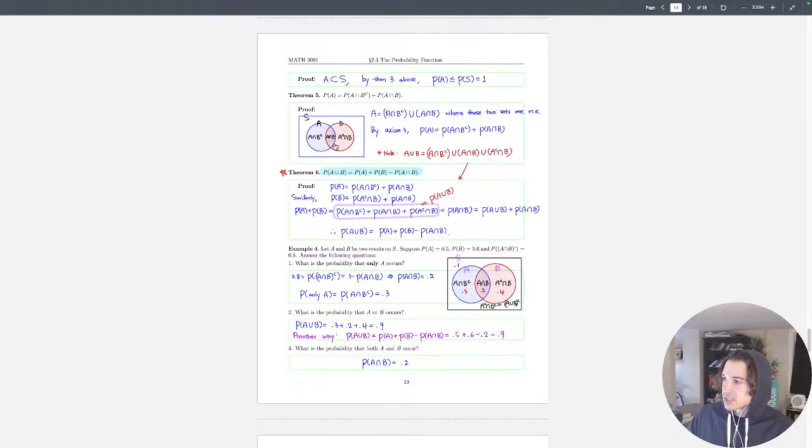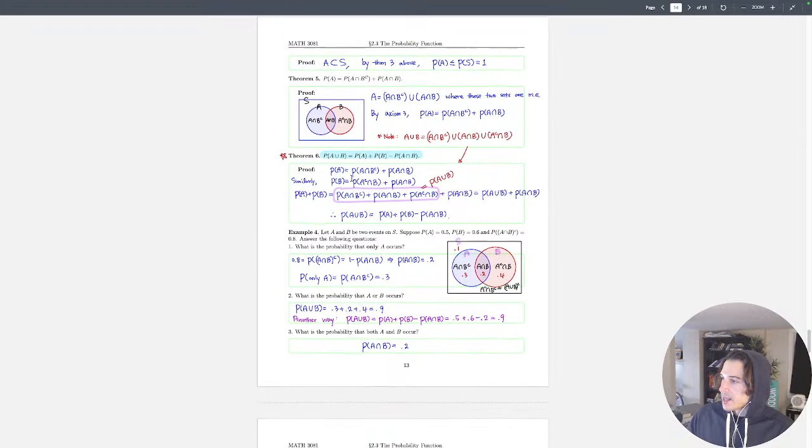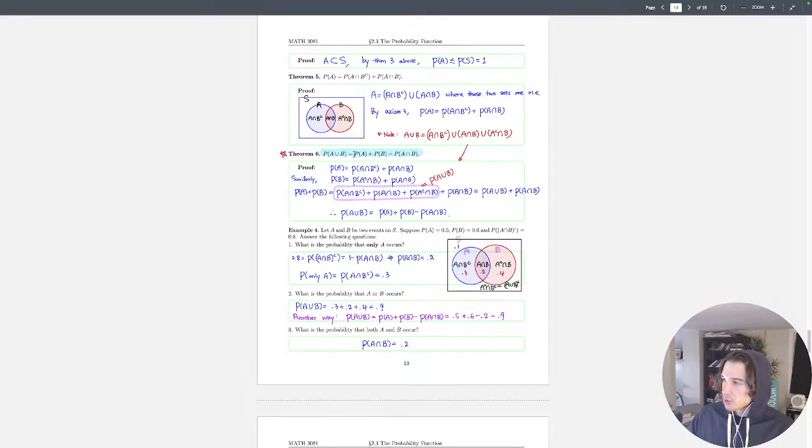So A is just the part of A that overlaps with B plus the part of A that does not overlap with B. And then probability of A union B equals probability of A plus probability of B minus probability of A intersect B. The way to think about that is if you didn't subtract the A intersect B and you counted A and you counted B, then you'd count this overlap twice. So you have to subtract out the overlap to have the real probability of A union B.